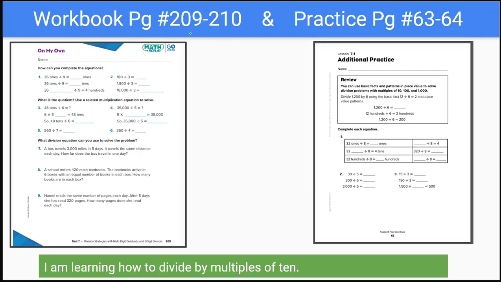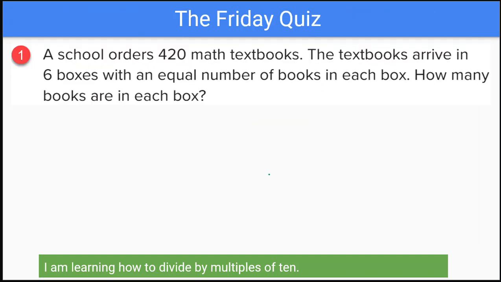Okay, today in class we're looking at pages 209 and 210 in our workbook. In the practice pages, we're doing our 63 and 64, and you're learning how to divide by multiples of 10. All right, well, they give you a word problem here, and it says this. Let me get my highlighter. A school orders 420 math books, okay? Math textbooks. The textbooks arrive in 6 boxes with an equal number of books in each box. How many books are in each box?